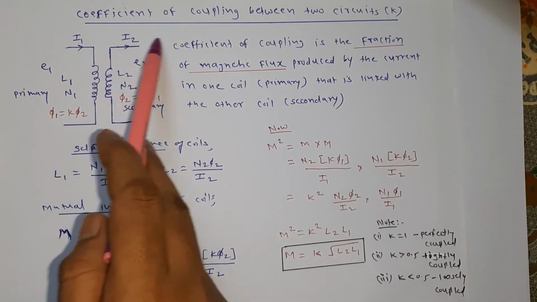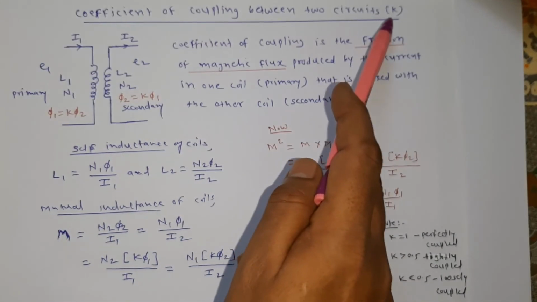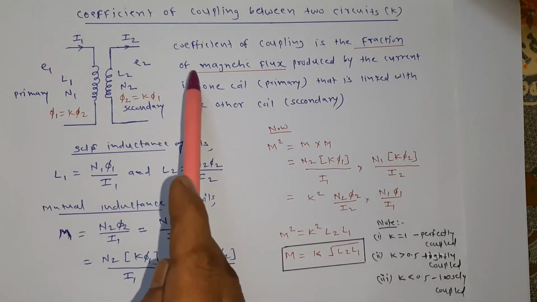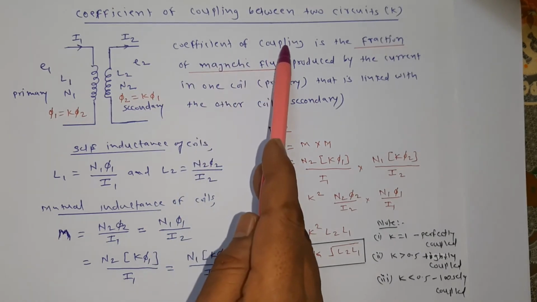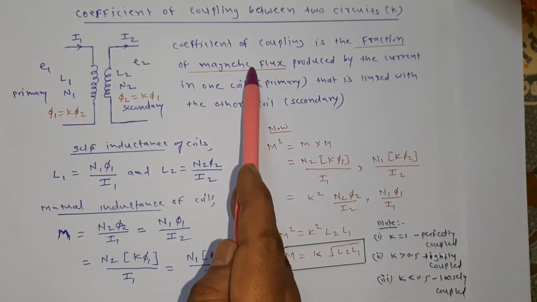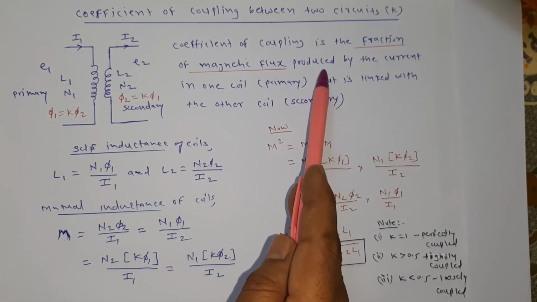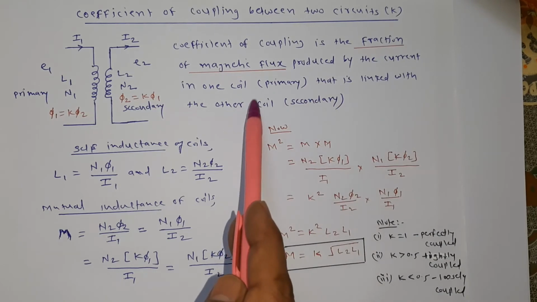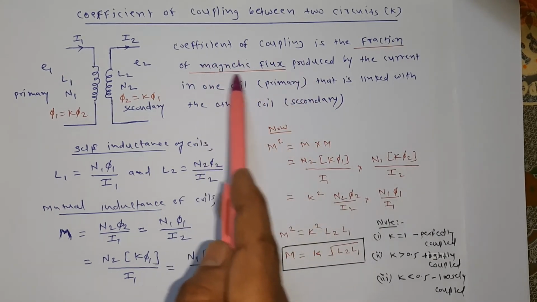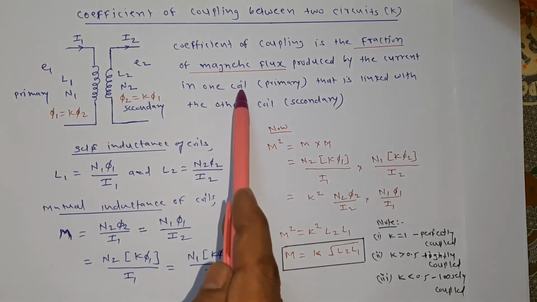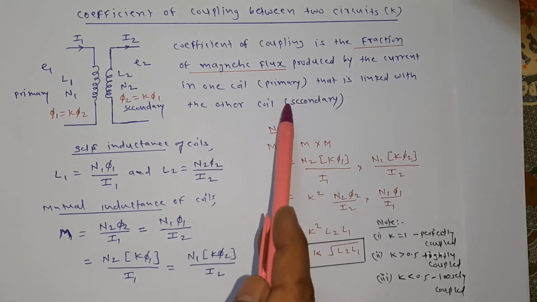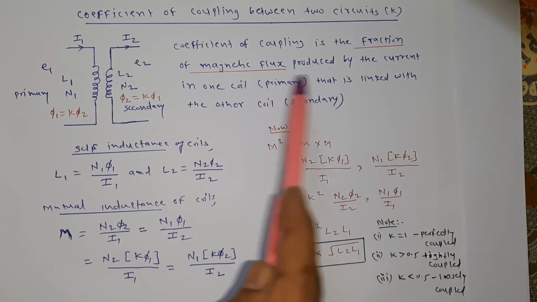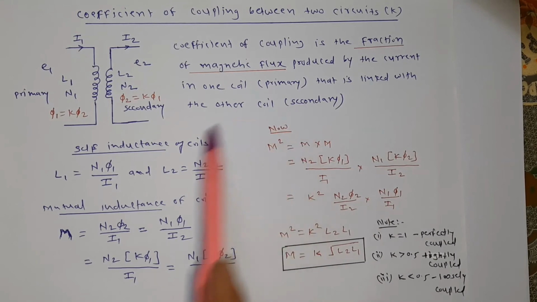Next, coefficient of coupling between two circuits. Coefficient of coupling is indicated by the symbol K. First we'll see the definition. Coefficient of coupling is the fraction of magnetic flux produced by the current in one coil that is linked with the other coil. Meaning, how much portion of the magnetic flux produced in one coil is linked with the other coil. How much is the fraction of magnetic flux produced in one coil that is linked with the other coil.